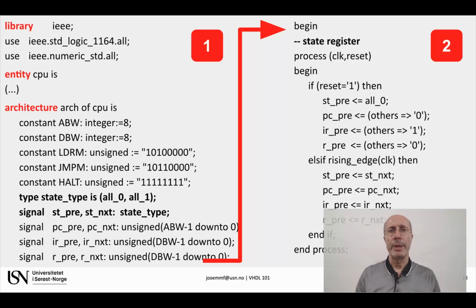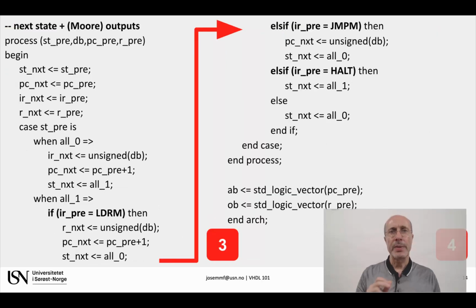What I am showing you here is the first part of the complete VHDL design file, where the entity section was hidden for reasons of space. You may again pause the video to check the initial part of the architecture section, comprising the signal declarations and the state register block. In the second part, you see the VHDL blocks describing the next state and output sections.